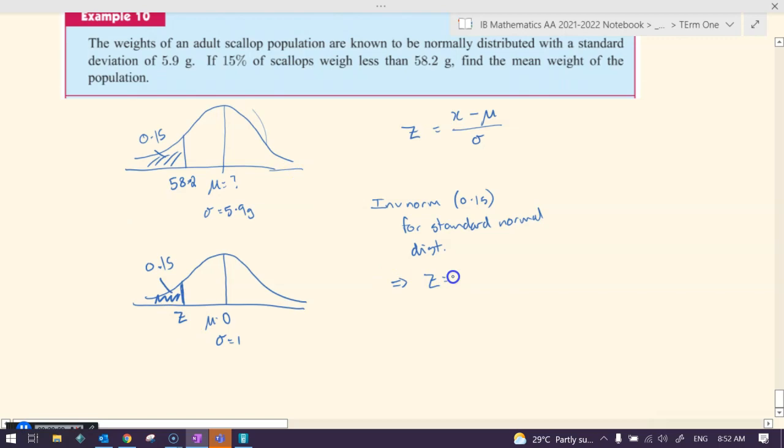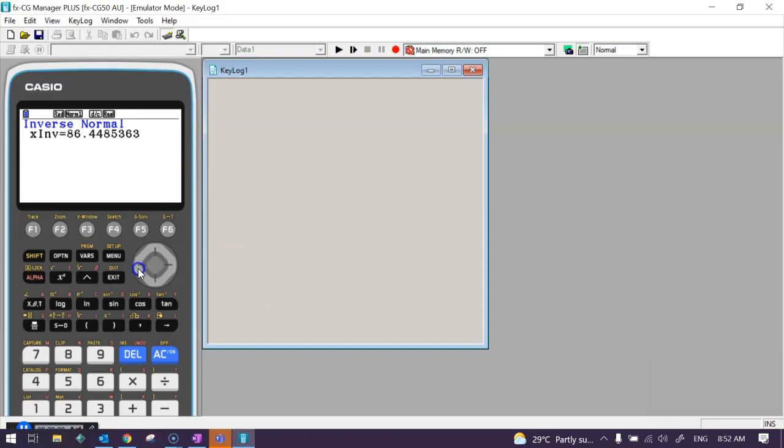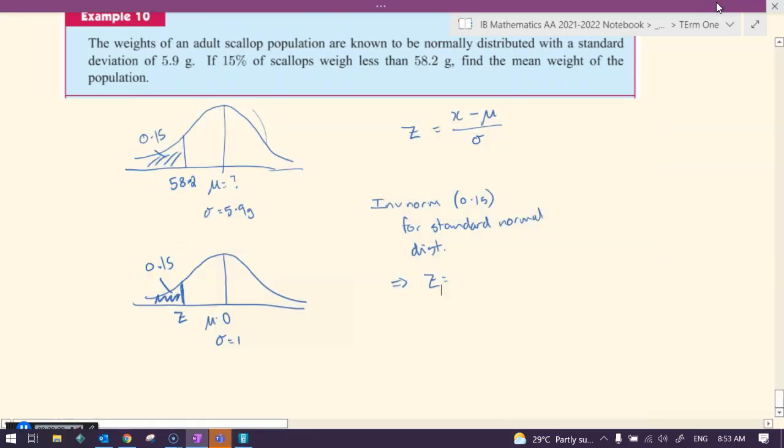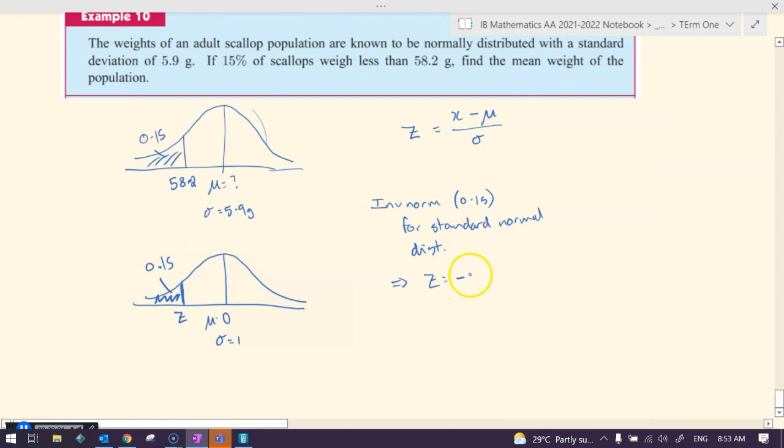That's what I'm looking for. And so we're going to do inverse normal on our calculator again. Tail to the left, area 0.15. So this is saying that 15% of the scores lie below a particular value. In this case, the standard deviation is 1 and the mean is 0. I can always use my standard normal distribution to find a Z-score. So I've got negative 1.0364. That'll be enough for our purposes, I think.